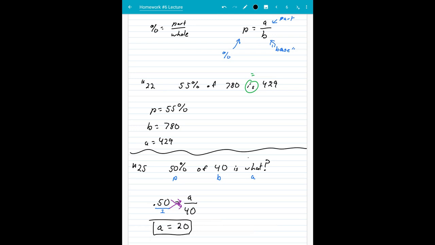Let's try another one that's kind of similar to that. Let's do number 26. It says find 210% of 90. Now this one doesn't have the A in it. It doesn't say is what, but we can see what everything is by looking at it. This is the P, and then of 90, that would be the B. So we need to find our A.